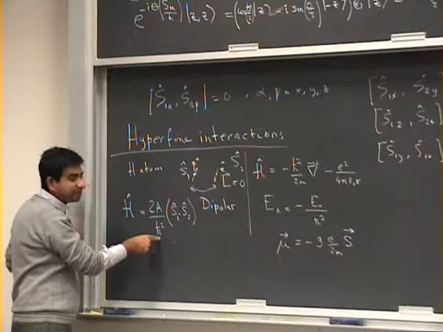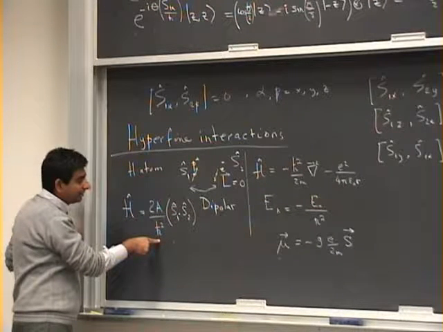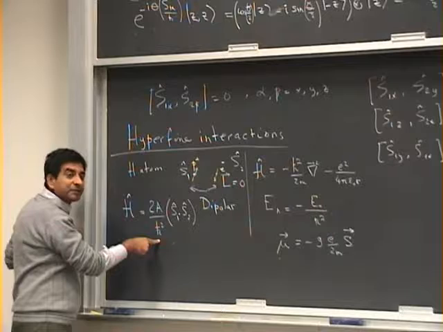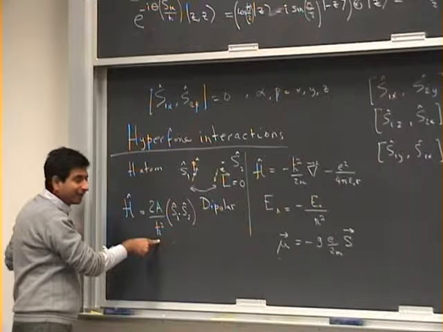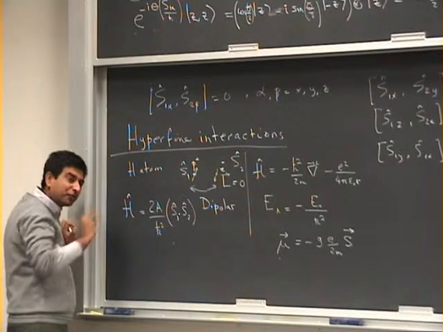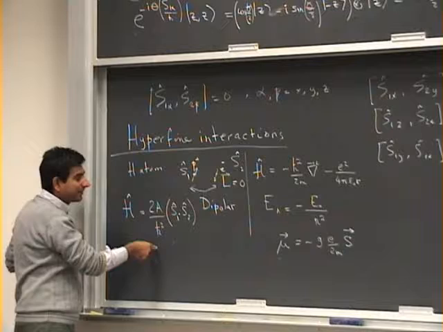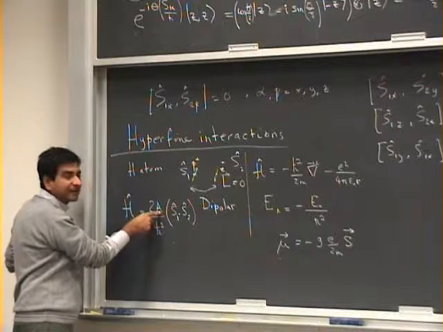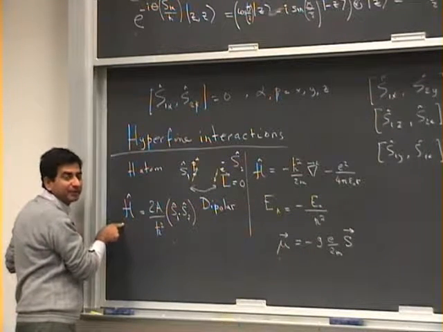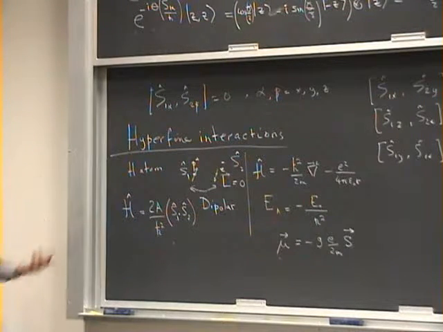Now we have this factor h bar squared here because we would like this A to have dimensions of energy. S1 over h bar is dimensionless, because S1 has h bar subsumed into it. So S1 over h bar is dimensionless, S2 over h bar is dimensionless. So this is dimensionless. A must have dimensions of energy because the Hamiltonian has dimensions of energy. So this A has dimensions of energy, in joules.